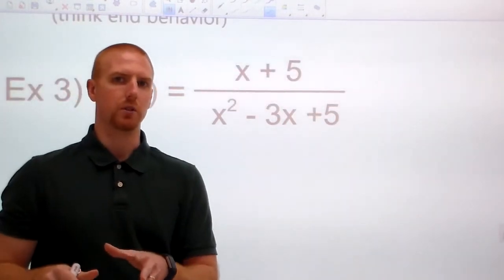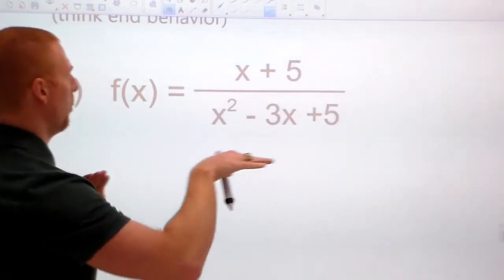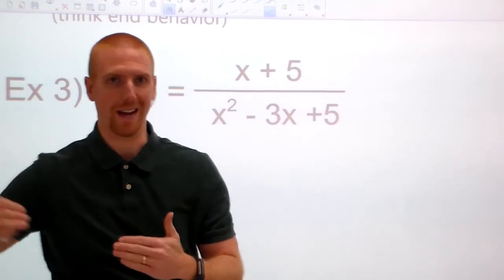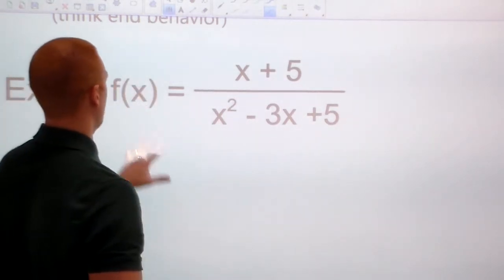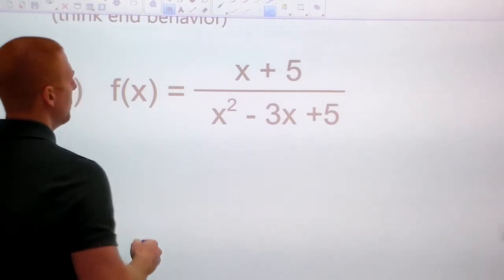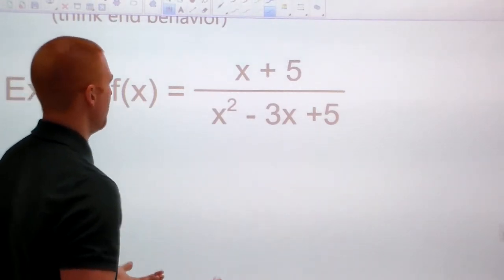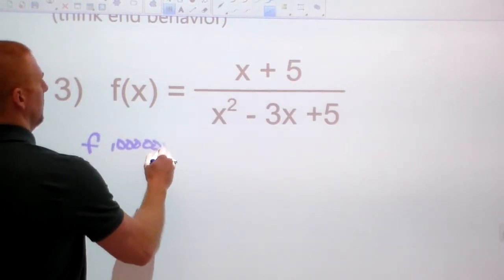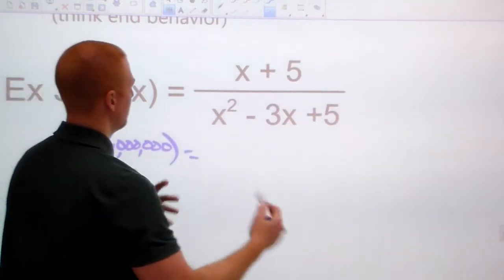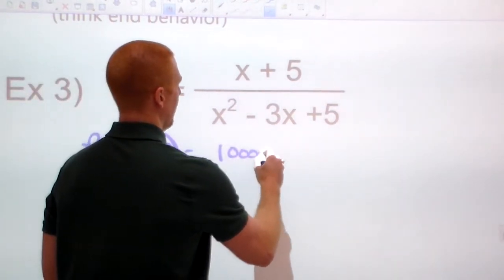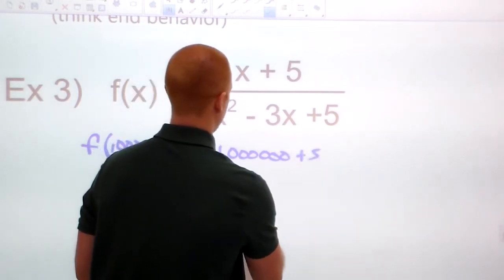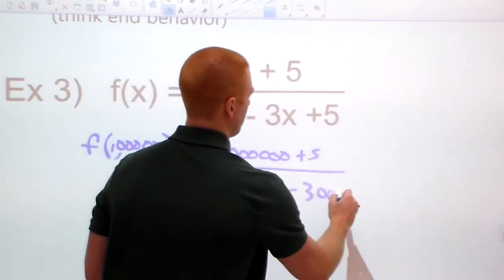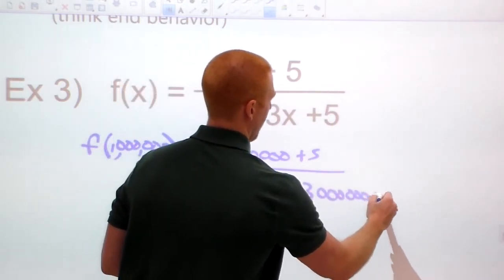All right, we're going to take a couple approaches here, but again, it's all about end behavior. As you go way off to the right, as x gets bigger and bigger, or if you go the other way, if x gets smaller and smaller, more negative, what is your graph getting close to? What is your y value getting close to? So let's put something pretty big in here, like 1,000,000. So I'm going to do f of 1,000,000. I'm going to cheat my way through this a little bit, but that would be 1,000,000 plus 5 on top. On the bottom, we'd have 1,000,000 squared minus 3,000,000, and then plus 5 at the end.